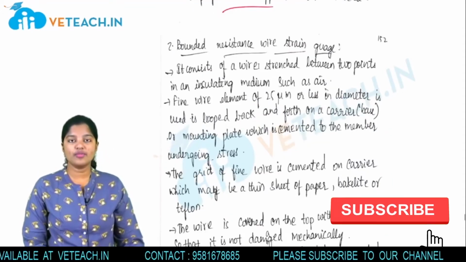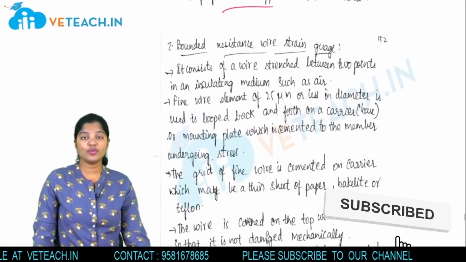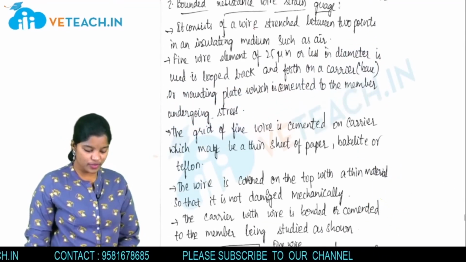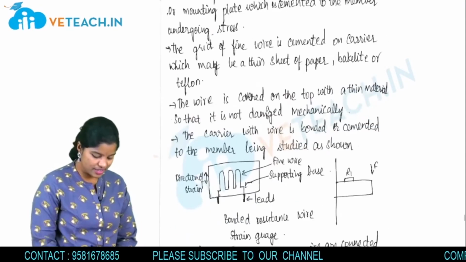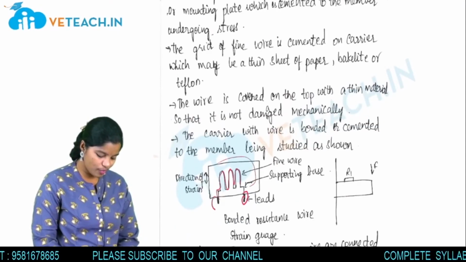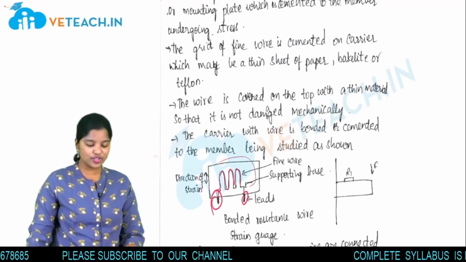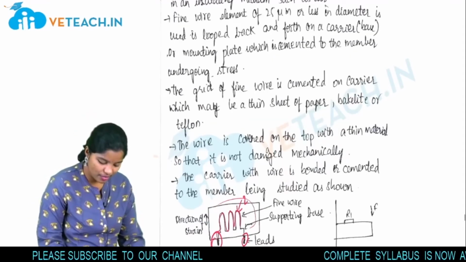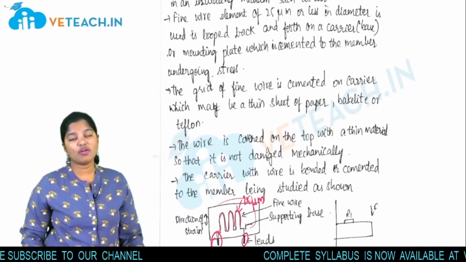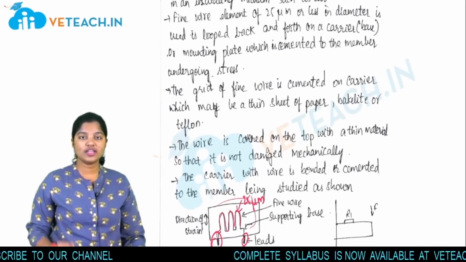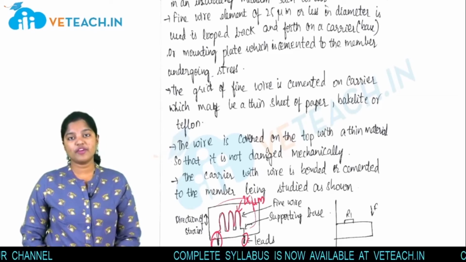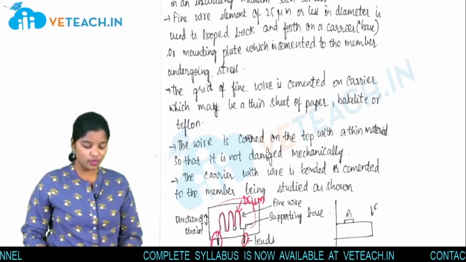Next one is the unbonded resistance, unbonded wire strain gauge. It consists of a wire stretched between 2 points in an insulating medium. So, in an insulating medium, between 2 points, point 1 and point 2, a wire is stretched. The wire element will have a diameter of 25 micrometers or less. The diameter of the wire may be 25 micrometers or less than that also.